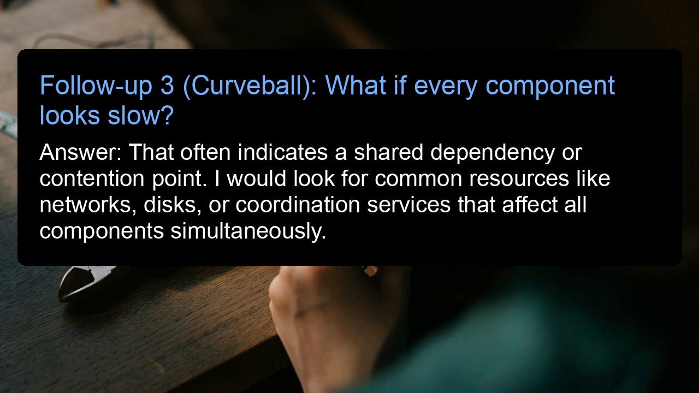Follow-up 3. Curveball. What if every component looks slow? Answer: that often indicates a shared dependency or contention point. I would look for common resources like networks, disks, or coordination services that affect all components simultaneously.